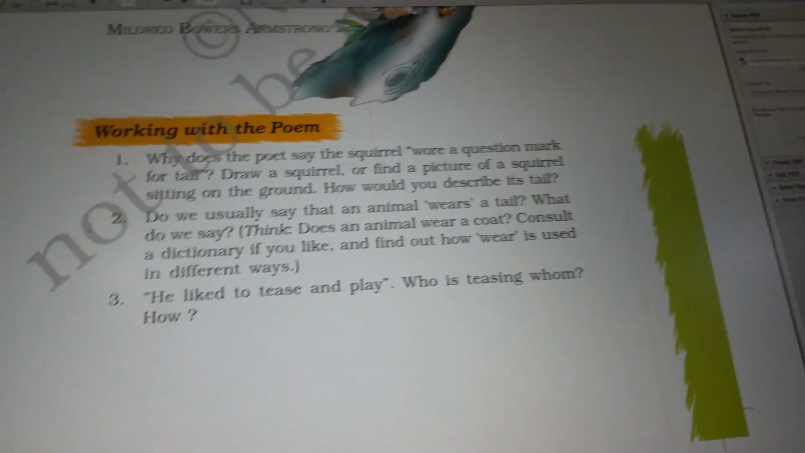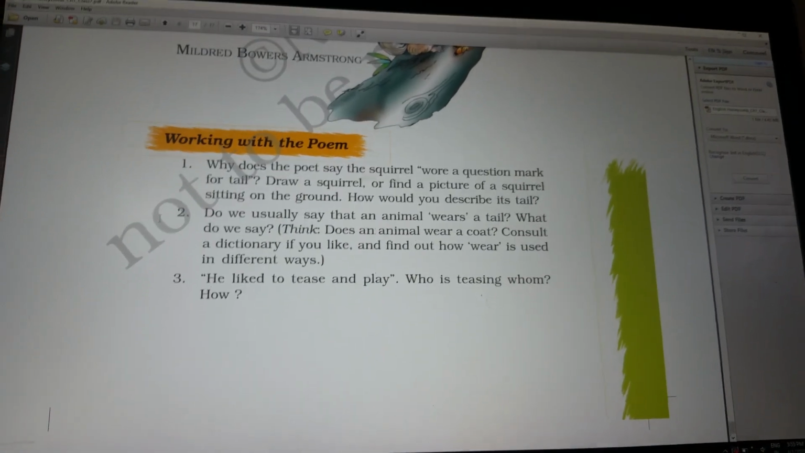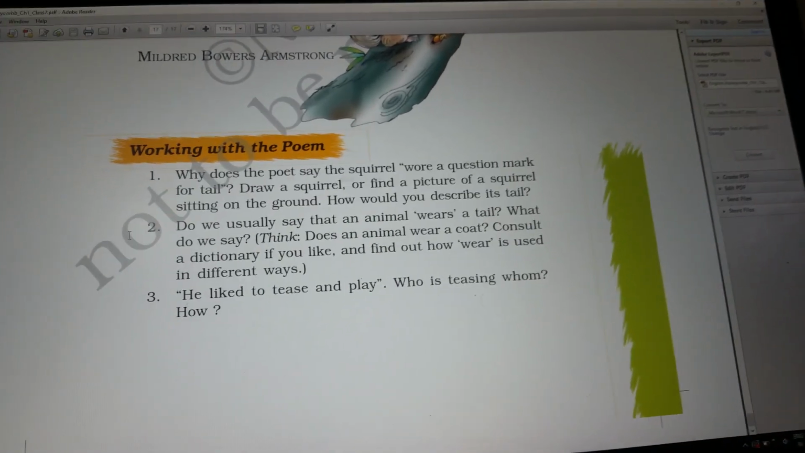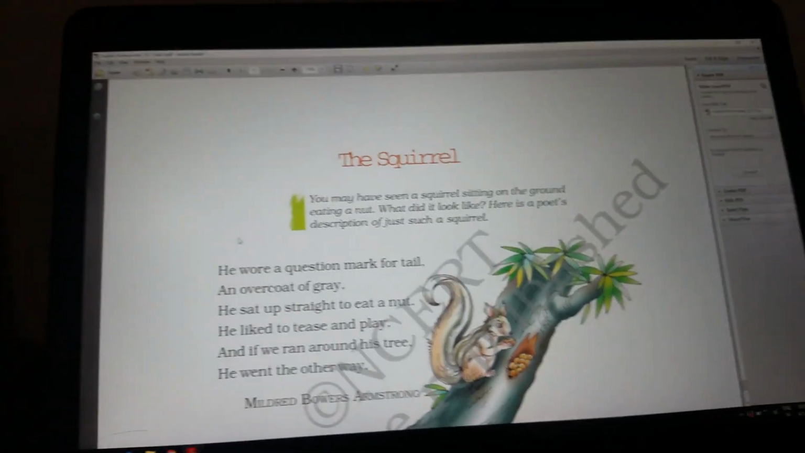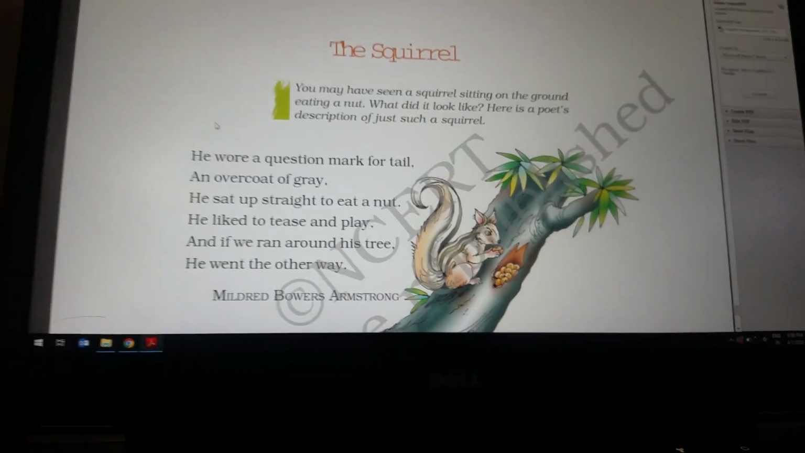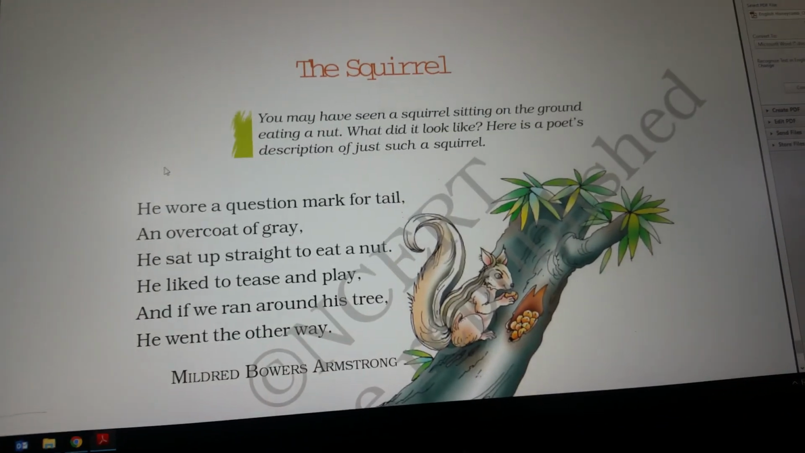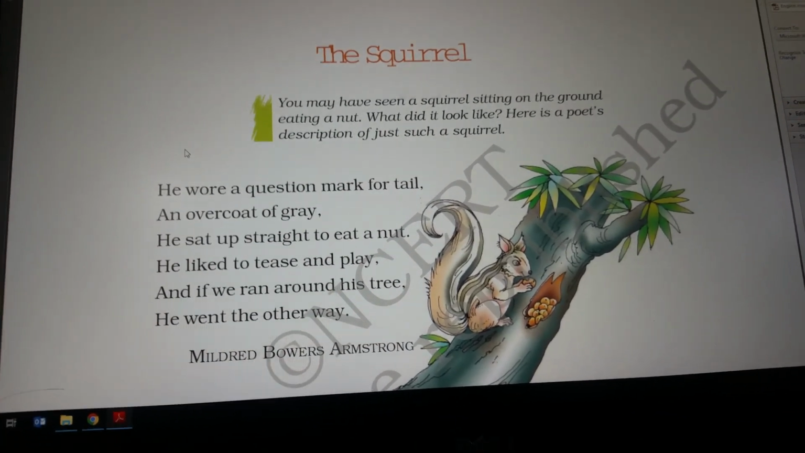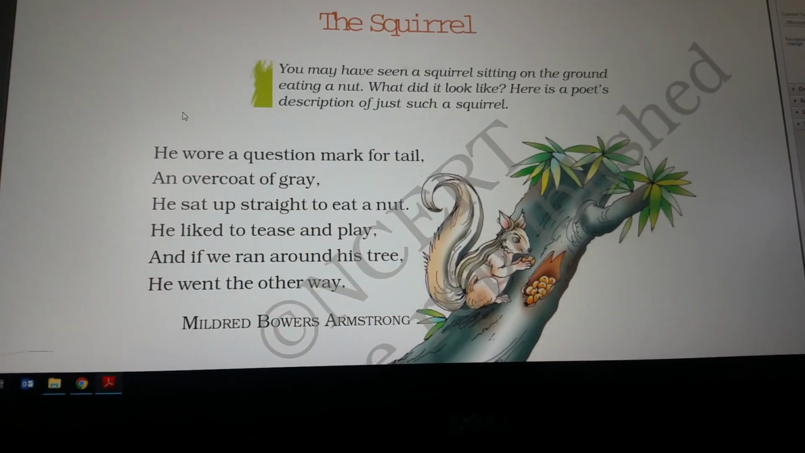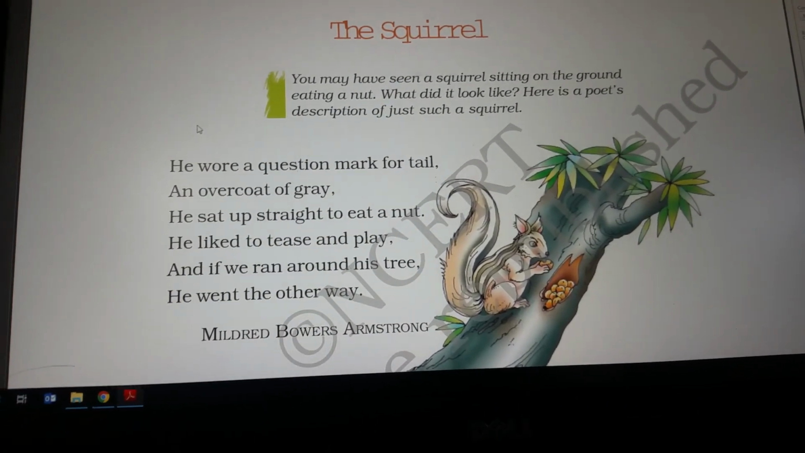So students, today we have discussed the question answers, and we have done the explanation and reading of this poem, The Squirrel. Tomorrow I am going to forward you the lesson plan, and you please carry on with the question answers and reference to context questions from the lesson plan only.